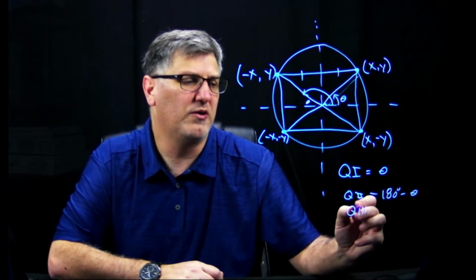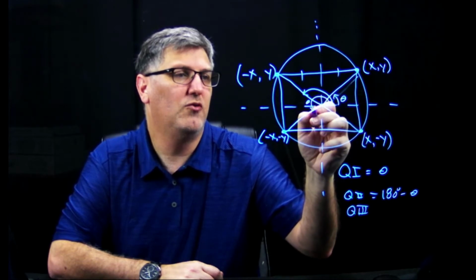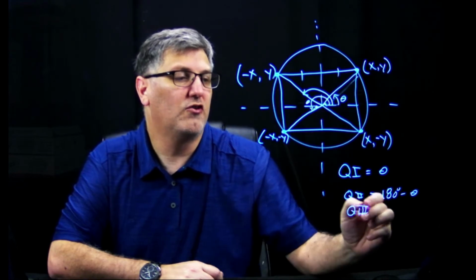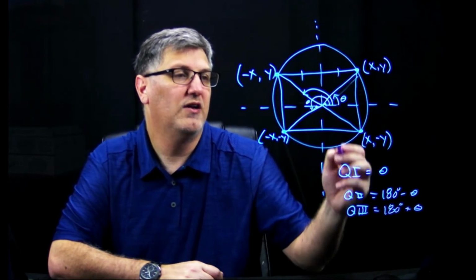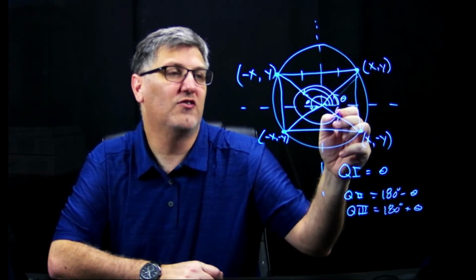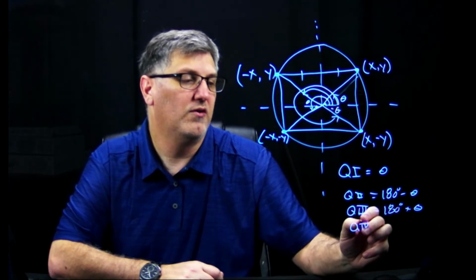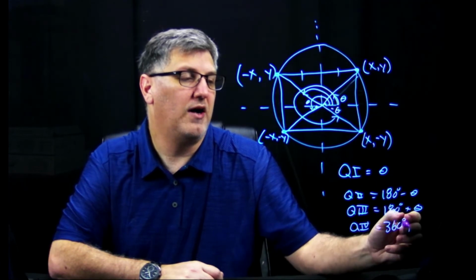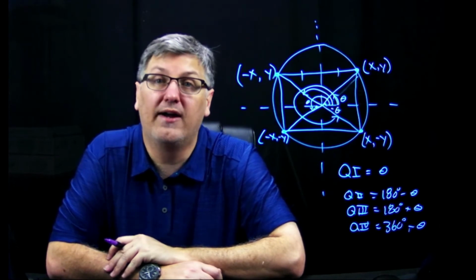And in quadrant 3, kind of the same trick. If I go from here to here, this is also a theta. So this would be 180 degrees plus theta. And then for quadrant 4, we go right here. This is also another theta, but it's negative. So in quadrant 4, I can do 360 degrees minus theta. So I can find all these angles.